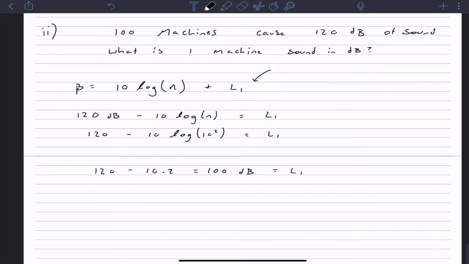It's important to know that 120 dB is dangerous. 100 dB is only sustainable for almost no time, for a very short time.